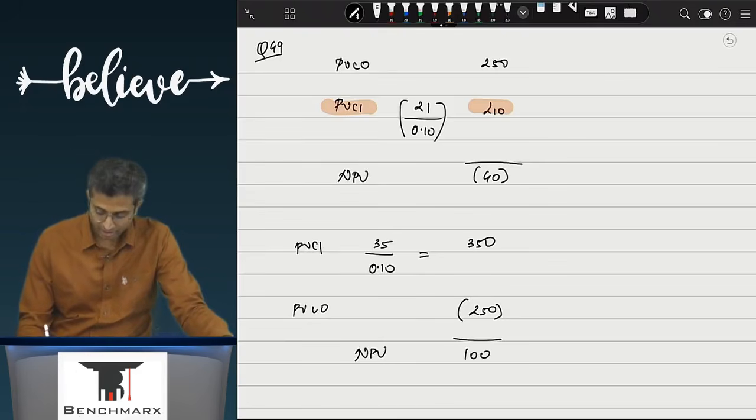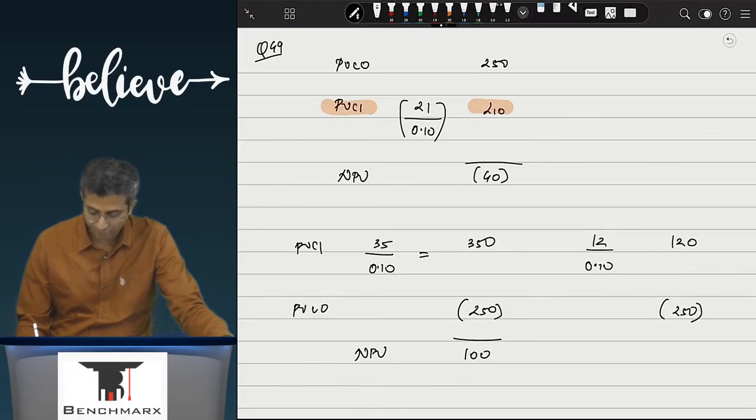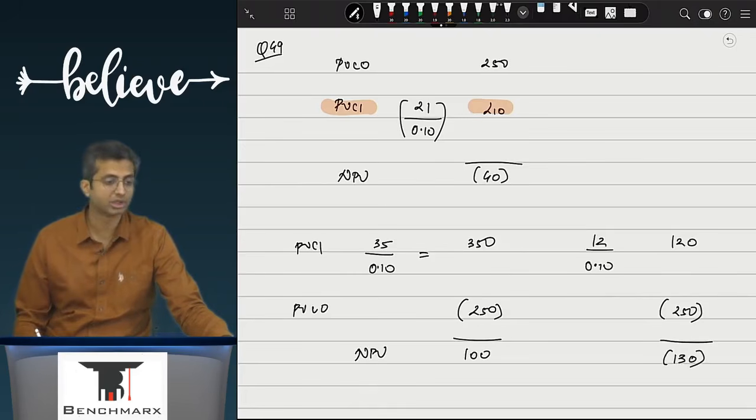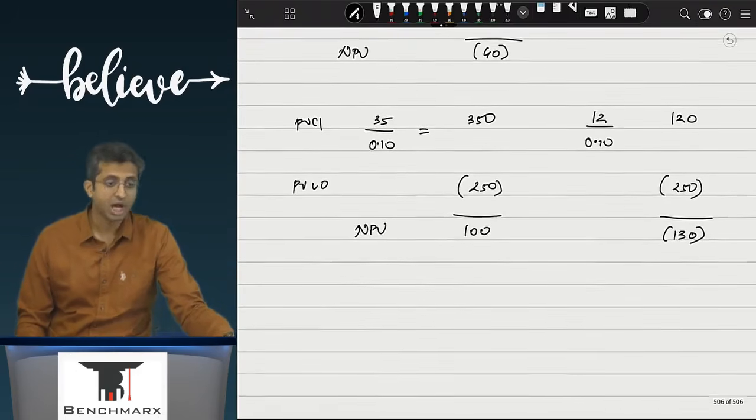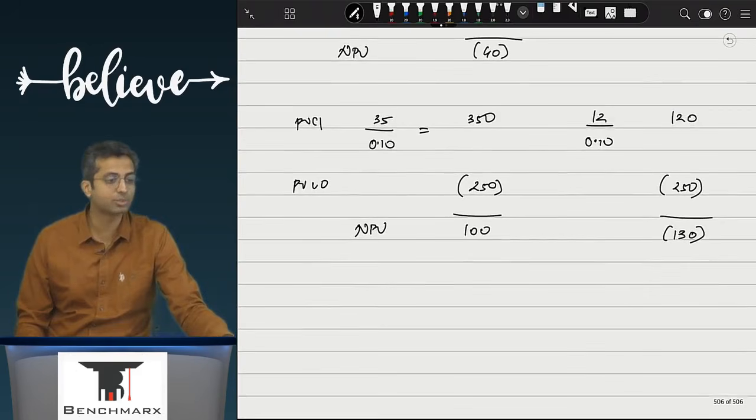Acha, second, there is a possibility that the saving will only be 12 lakhs. 12 divided by 0.1, this will be 120. Compare that with the PVCO, still of 250. And hence this comes to what? Negative 130. Now does it make sense? But do you know the probabilities of these events happening? Can we find what we call as a risk neutral probability?